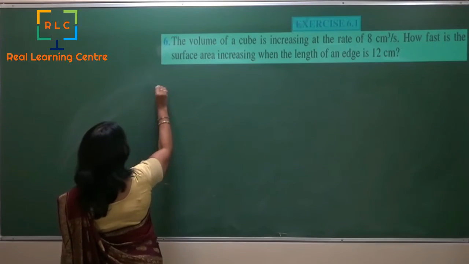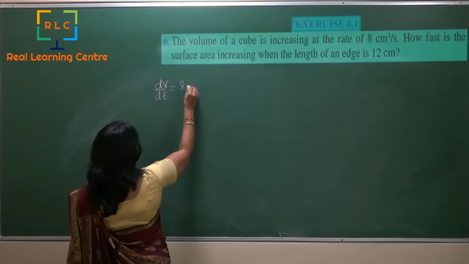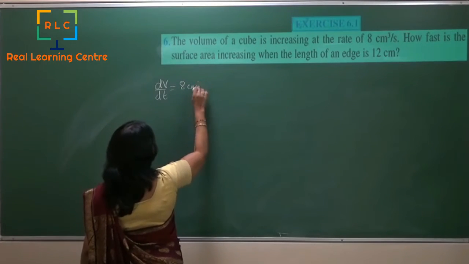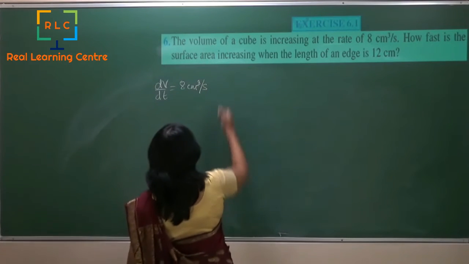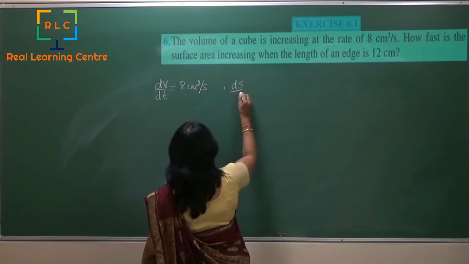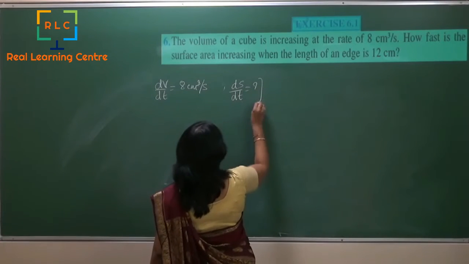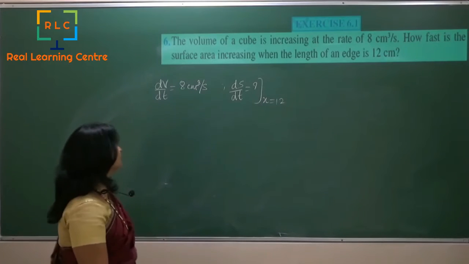So the volume of a cube is increasing. dV by dt is equal to 8 centimeter cube per second. How fast is the surface area increasing? Here also, we are shifting from volume to surface area. dS by dt is equal to question mark when x is equal to 12. When the edge is 12, we are supposed to find this out.